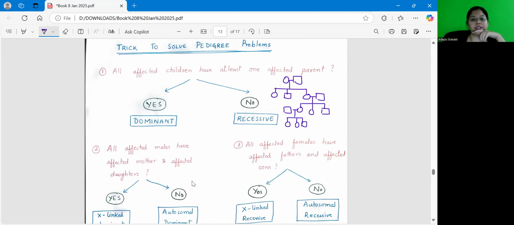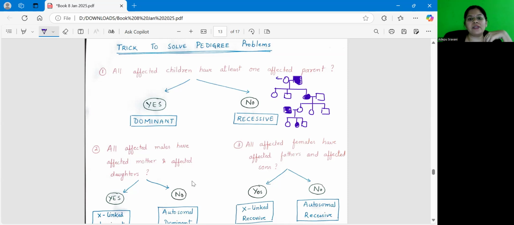Okay, let us say this is the exam. So by using this example, now we'll try to solve the pedigree chart. Say this is a random chart I have taken. Now, what is the first question you're going to ask? Are all the affected children having at least one affected parent? What do you mean by this? First, you have to look at the generation. First, you have to see which generations.